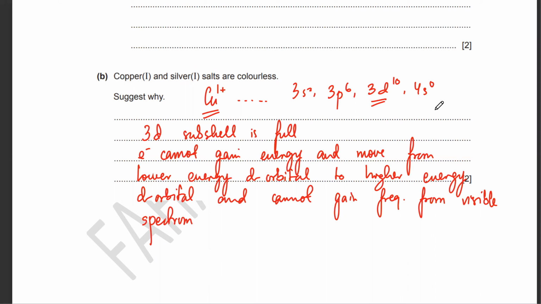Silver plus 1 would probably have a full D subshell as well. I mean, I would have to check. You can write the electronic configuration, but silver would also have a full D subshell.